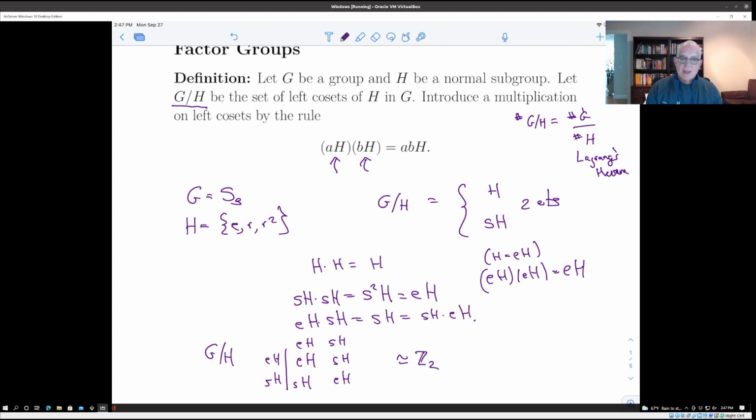The important thing to remember here is that G mod H is going to turn out to be a group, but the elements of that group are cosets, which are themselves sets. So that might take a little bit of getting used to.